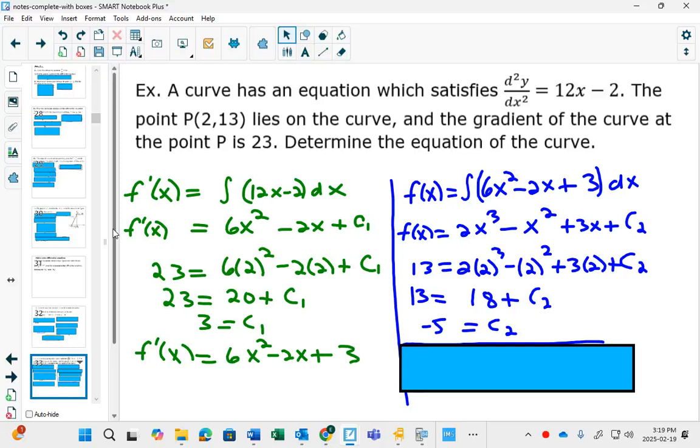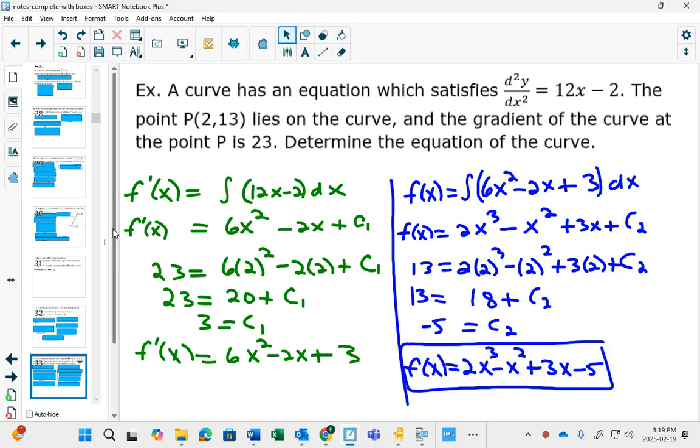Kind of the nice thing in notes like this is that we don't have to worry too much about doing that. I know you could do that mental math, so we could just copy down quickly because it's not very hard. But now that we've got C2, now we can write the particular solution for f of x.